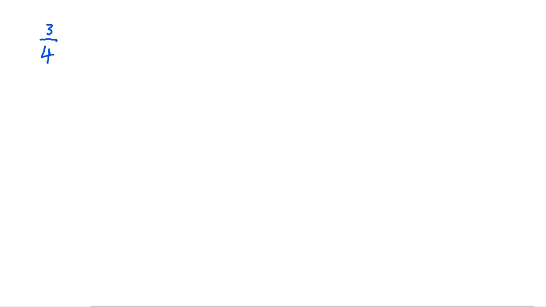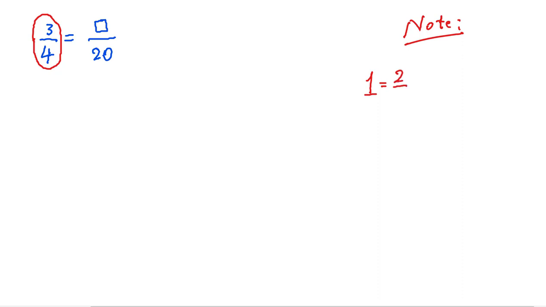Now I need another fraction equivalent to this fraction, and I will put a condition that the denominator should be 20. Let's see what we should do to find the numerator here in the top. What number should we use in the numerator? How do we think, my heroes? We need to multiply this fraction, 3/4, by whole one. And we have a very, very important note, which is whole one is equal to 2/2.